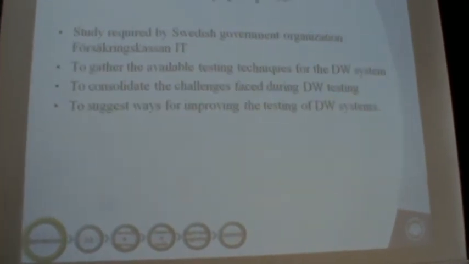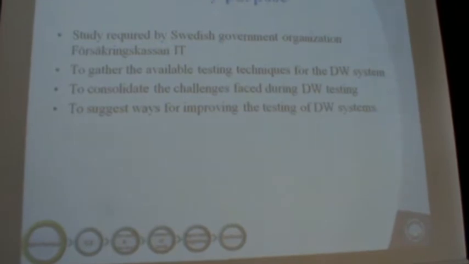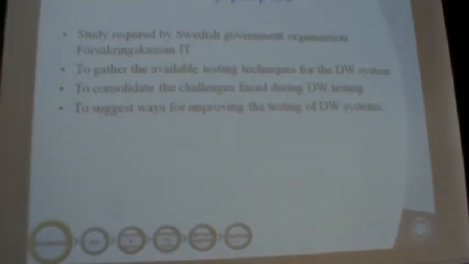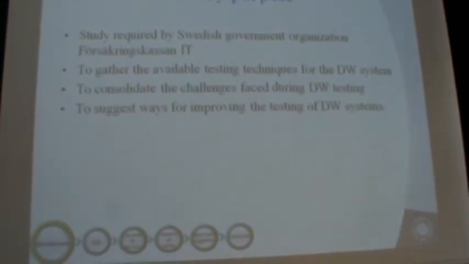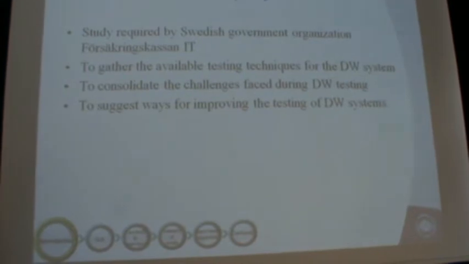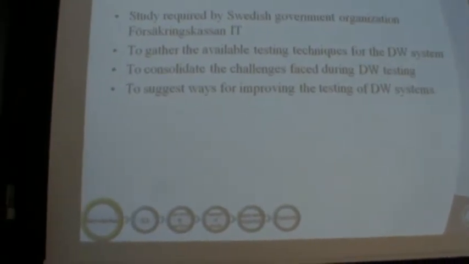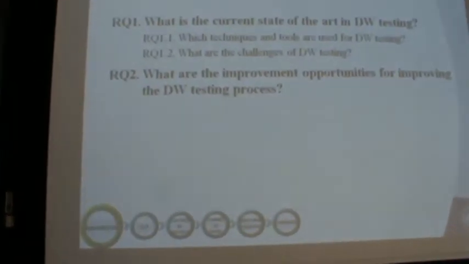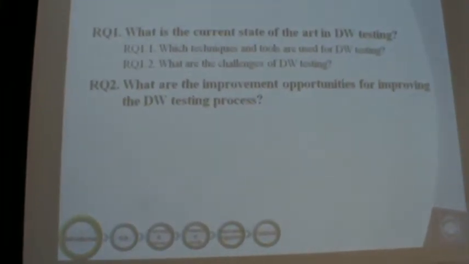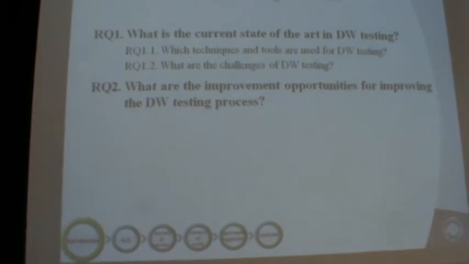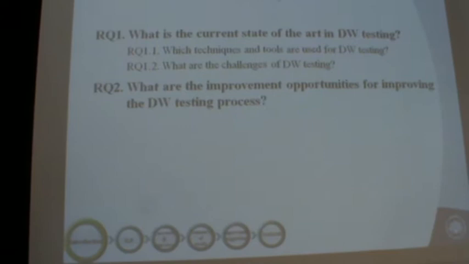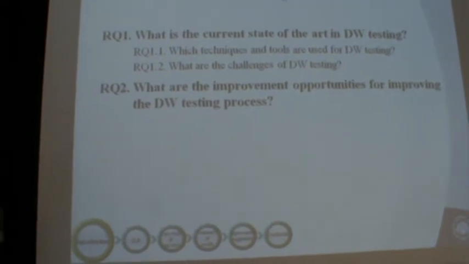Our study purpose, first of all, was required by Försäkringskassan, which is a Swedish public organization. Secondly, to gather the available testing techniques for data warehouse systems, to consolidate the challenges, and to improve the testing of data warehouse systems. In order to achieve our purpose, we formulated these research questions, which focus on gathering the current state of the art in data warehouse testing, as well as identifying improvement opportunities in data warehouse testing.